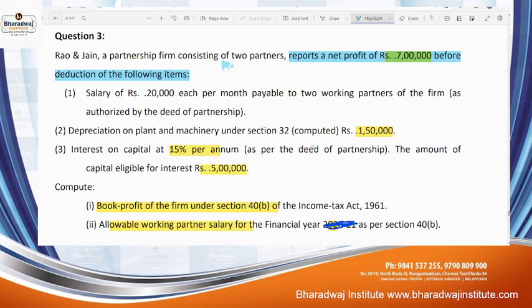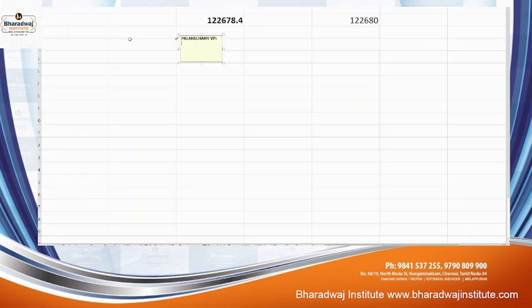This is the problem where we see these items given before deducting. Which means if it is allowable, we will deduct it. If it is not allowable, we will not deduct. That's all. Start. Computation of book profit. What is the net profit given? 7 lakhs.